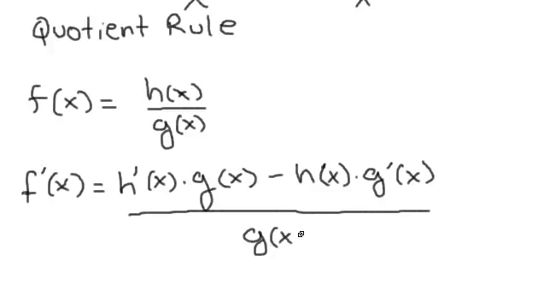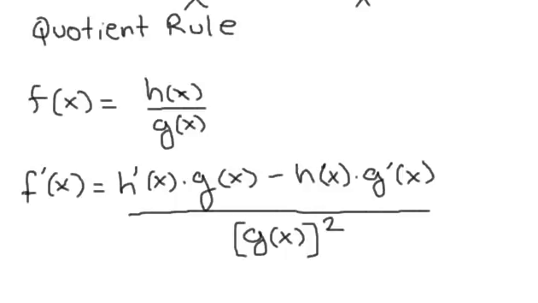G of x, and I'm going to put brackets around this set of parentheses, but then you just take the denominator and you square it. Alright, so this is it. This is the general rule. This is what you need to keep in mind right here.